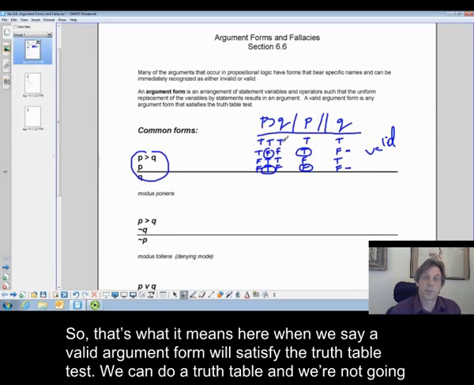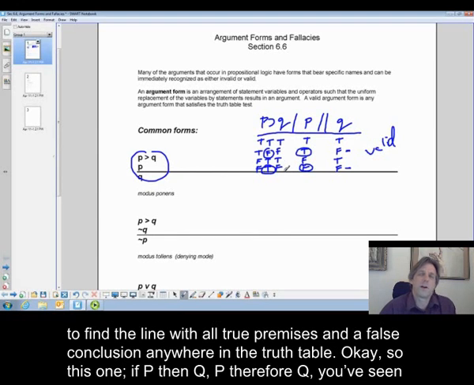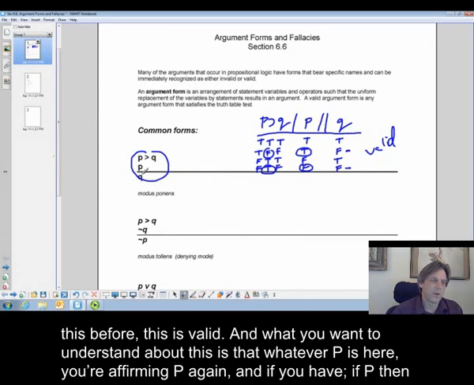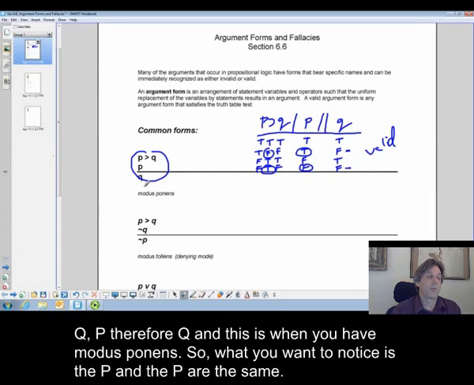So that's what it means here when we say a valid argument form will satisfy the truth table test. We can do a truth table, and we're not going to find a line with all true premises and a false conclusion anywhere in the truth table. Okay, so this one, if P then Q, P therefore Q, you've seen this before. This is valid, and what you want to understand about this is that whatever P is here, you're affirming P again.